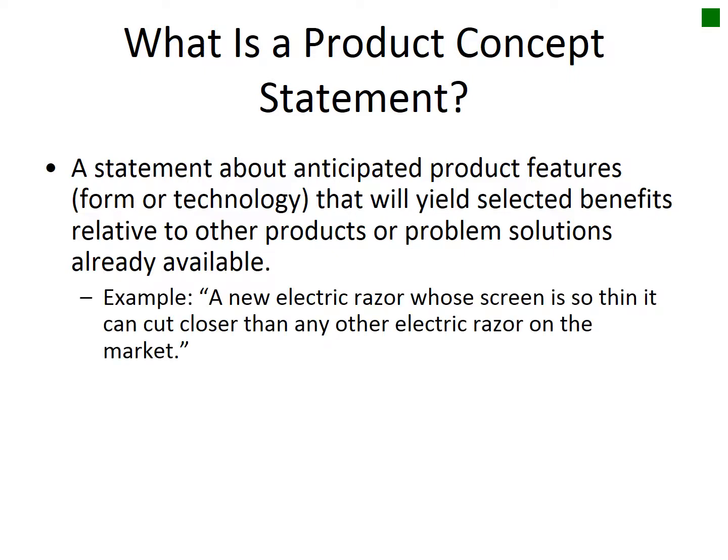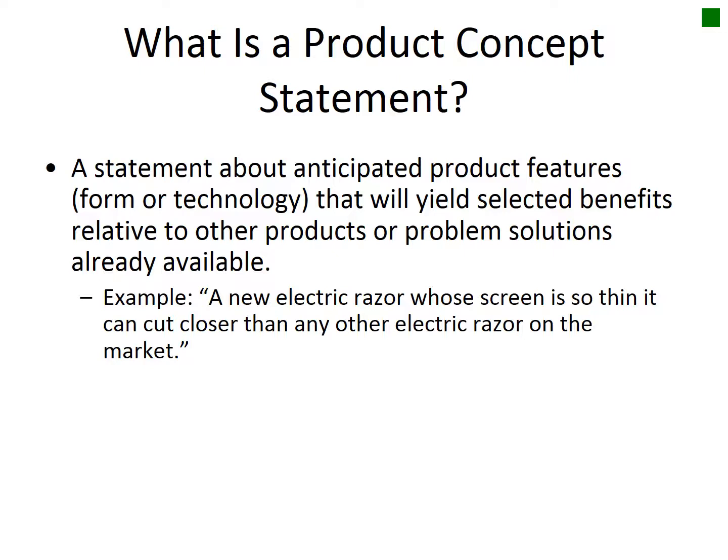So here's an example of just a one sentence phrase that would be the beginning of a product concept statement. So this is a new electric razor whose screen is so thin it can cut closer than any other electric razor on the market.